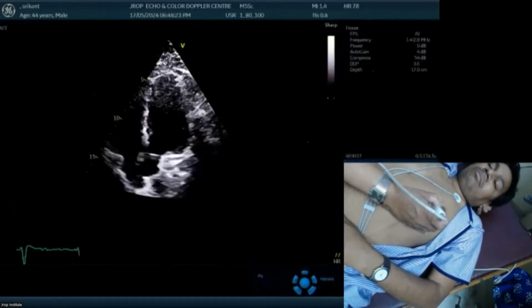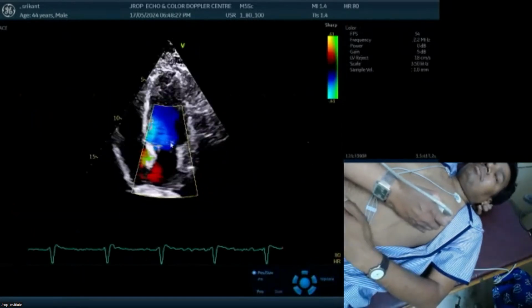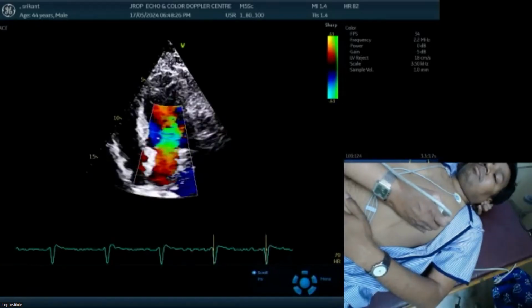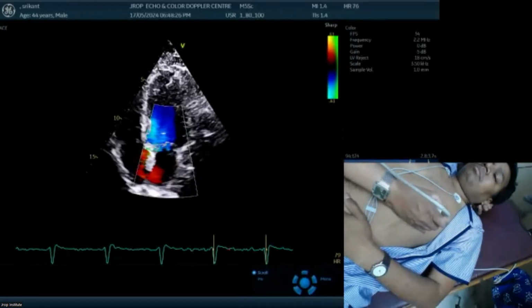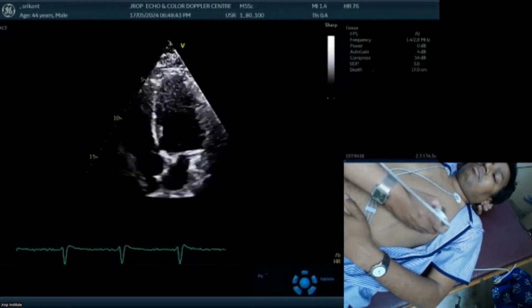In case you have to see a regurgitation, the regurg will be seen behind the leaflets. Now, this subject has a very trivial, minimal regurg just behind the leaflets. This is all the regurg he has over here. Then the third window is where we look at the tricuspid valve.